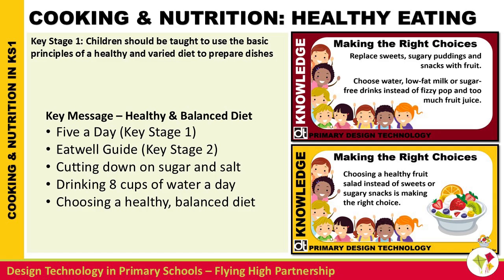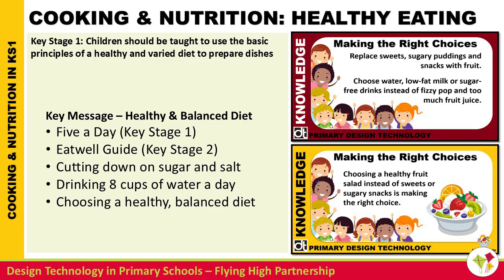Healthy eating is at the heart of the cooking and nutrition curriculum. In Key Stage 1, children should be taught to use the basic principles of a healthy and varied diet to prepare dishes. Schools should have a clear message about healthy eating that informs both the curriculum and all other aspects to do with food in the school, such as school dinners, packed lunches, playtime snacks and treats for birthdays. This healthy eating message should be adhered to and modelled by all members of the school community.